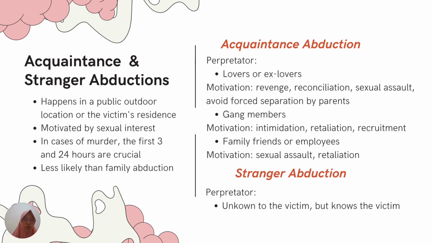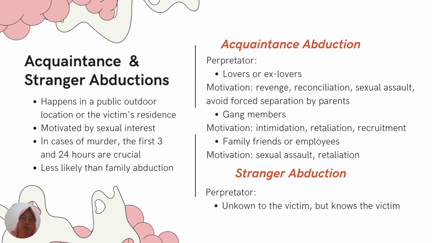Meanwhile, acquaintance and stranger abduction usually happens in a public outdoor location or in the victim's own residence, and is usually motivated by sexual interest. In cases of murder, the first 3 hours are crucial, because 70% of victims are murdered within this time range. That's why this window is crucial in finding the victim of kidnapping. It also less likely occurs than family abduction.